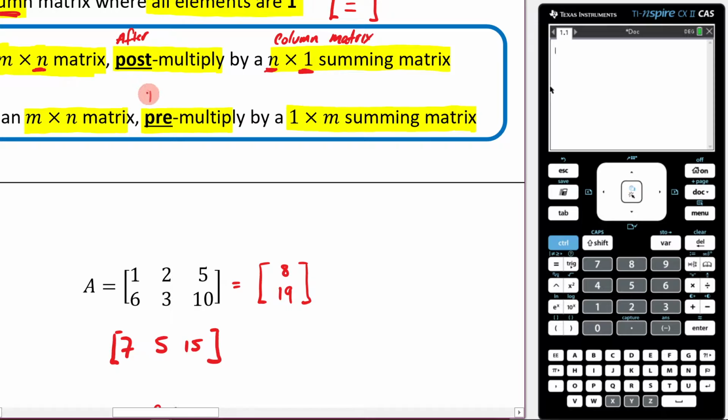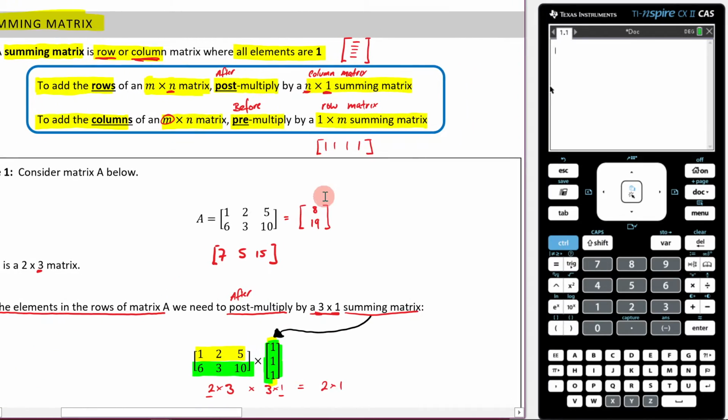Pre means before. And this time we're going to multiply it by a 1 by m summing matrix. Now, if it has a 1 here, that means it has one row, so it's a row matrix. It has an m amount of columns. So if we think about this, one row, but an m amount of columns. So m means it has a specific amount of columns, and that corresponds to the amount of rows of the original one. And we'll see that more in action as we go through it.